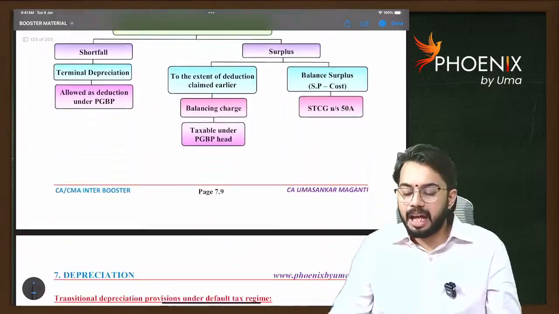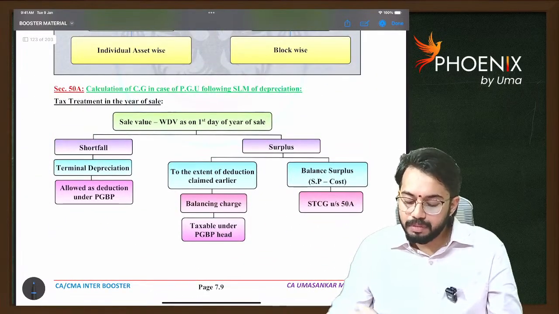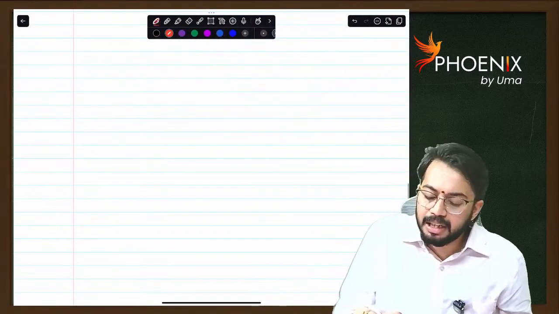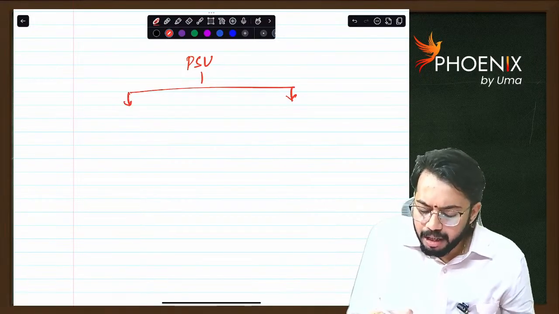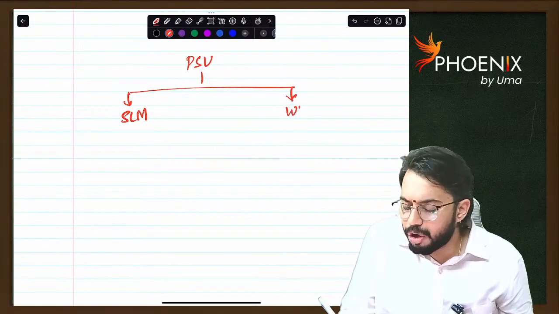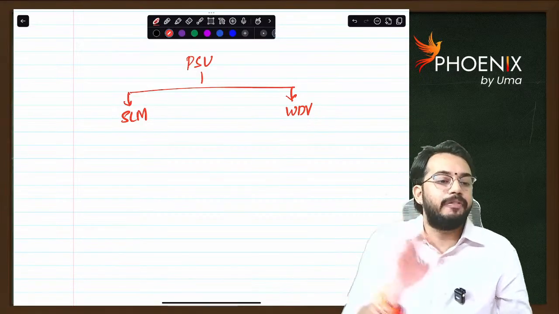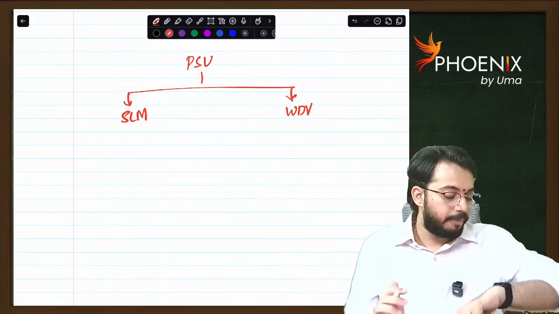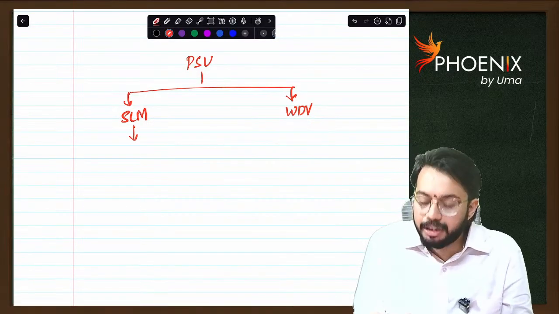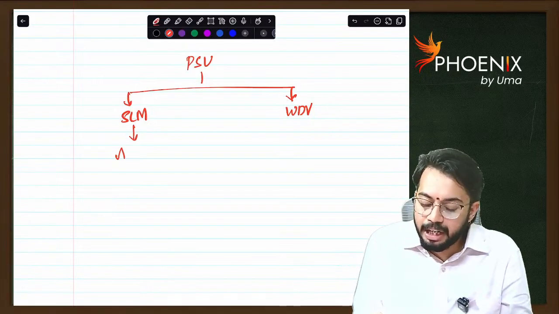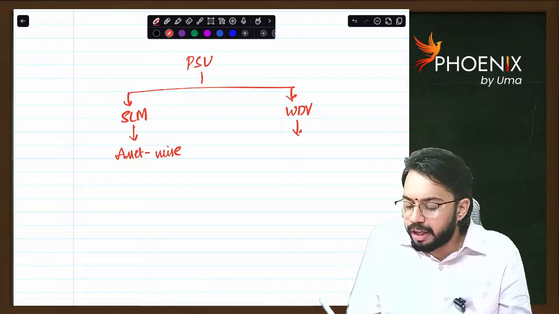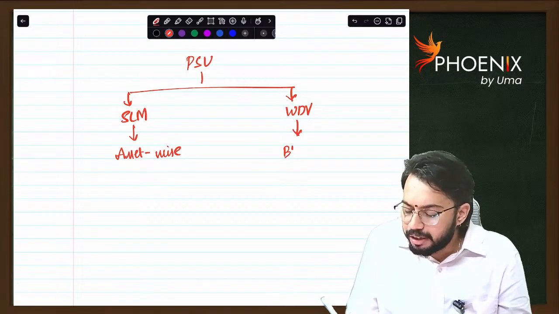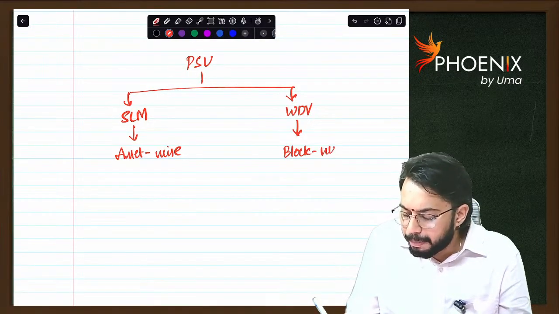Next, power sector undertakings. Power sector undertakings, they have two options. If they want to follow SLM, they can follow SLM. If they want to follow written down value method, they can follow written down value method. But if they follow straight line method of depreciation, then they need to calculate depreciation asset wise. But if they follow written down value method of depreciation, they need to calculate depreciation block wise.